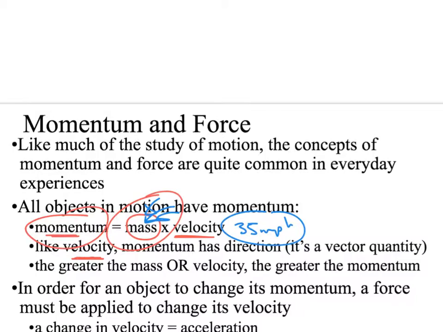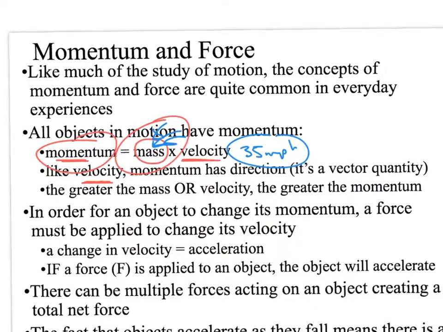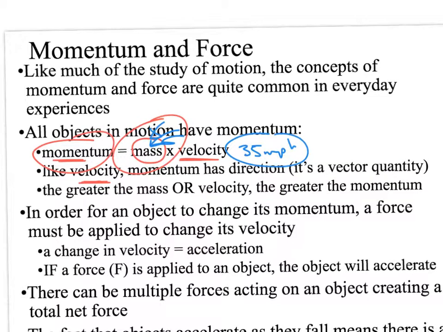Then consider this. If you want to change the momentum of an object, you can't change the mass of an object, but by golly, you can change its velocity. So if you change its velocity, you are changing its speed or its direction, and that is a type of acceleration. So changing momentum requires acceleration to occur, and it means that a force must be applied.